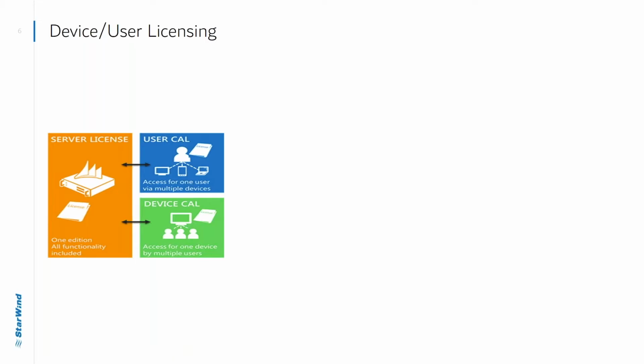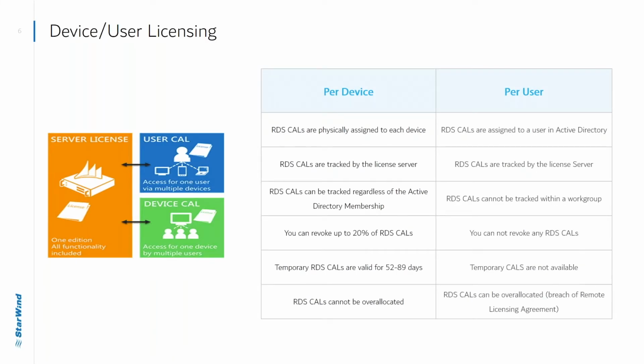Another licensing mode is per user, which requires a Remote Desktop CAL for each unique user that connects to a Remote Desktop Session Host, regardless of the number of devices used to connect. And last is per device. This licensing mode requires a Remote Desktop CAL for each unique device that connects to a Remote Desktop Session Host server, regardless of the number of users that connect from that device.